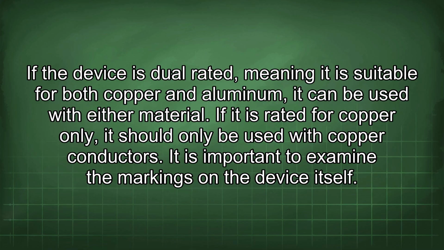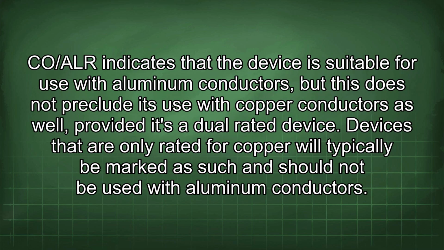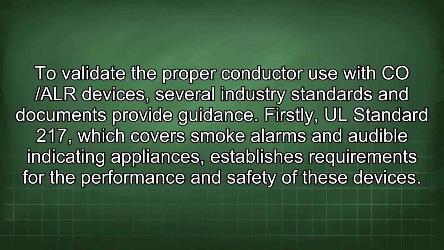It is important to examine the markings on the device itself. CO/ALR indicates that the device is suitable for use with aluminum conductors, but this does not preclude its use with copper conductors as well, provided it's a dual-rated device. Devices that are only rated for copper will typically be marked as such and should not be used with aluminum conductors. To validate the proper conductor use with CO/ALR devices, several industry standards and documents provide guidance.